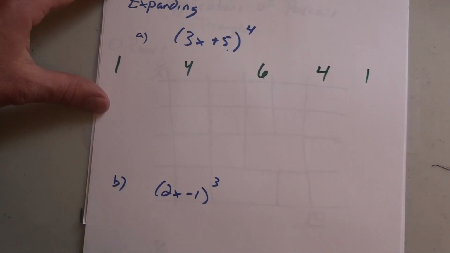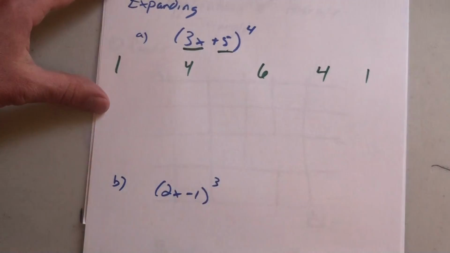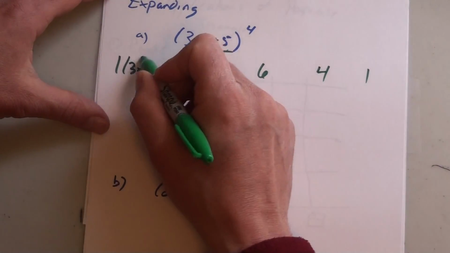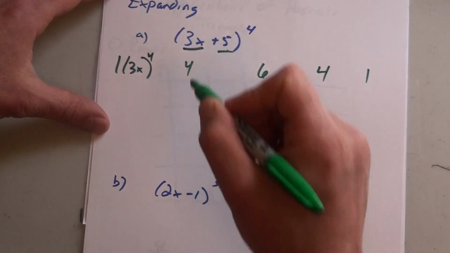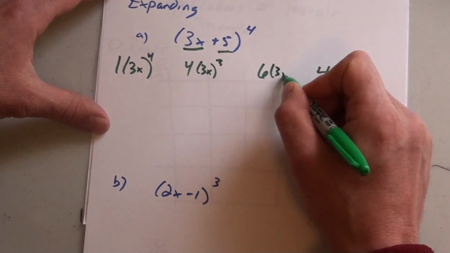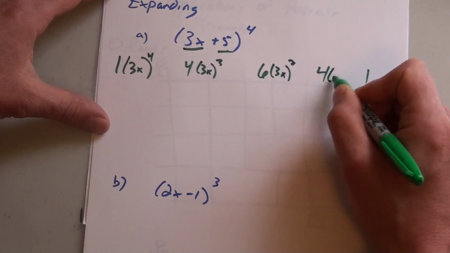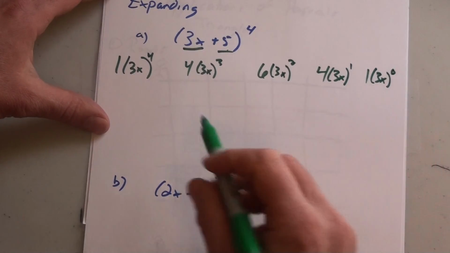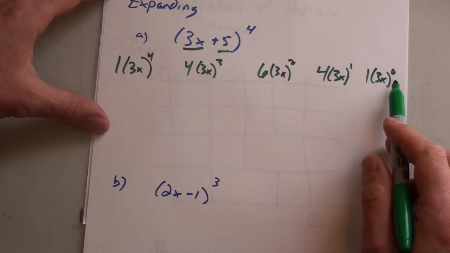And I follow the pattern. I have my first term and I have my second term. My first terms start at high exponents. So we'll start at the exponent of 4 and then that kind of counts down: 3x to the exponent 3, 3x to the exponent 2, 3x to the exponent 1, and 3x to the exponent of 0. It goes from 4, 3, 2, 1 all the way down to 0.